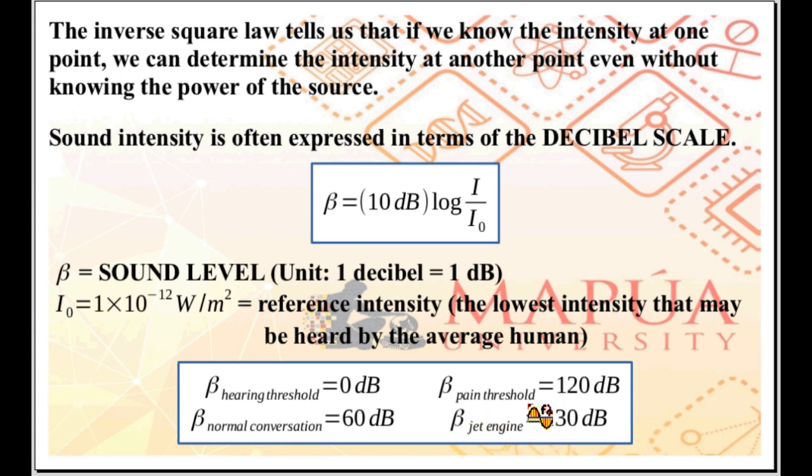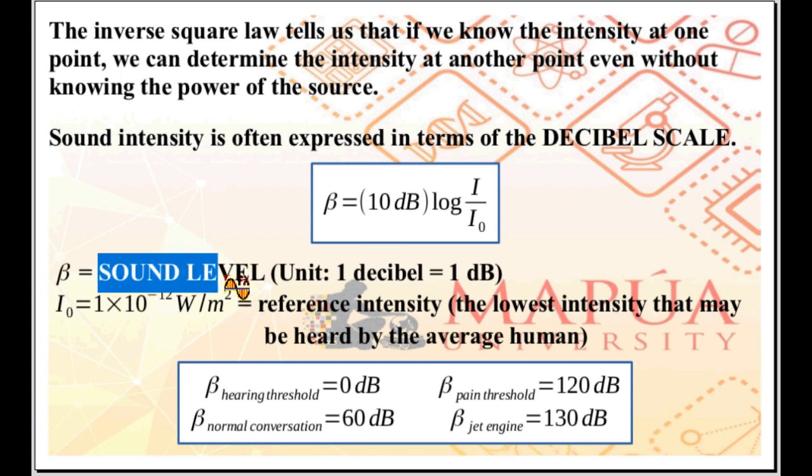We can consider the pain threshold to be the highest sound level that may be heard by the average human. Sound with a sound level greater than 120 decibels may still be heard, but the human ear will already suffer some damage because the sound is too strong or too loud. For instance, for a jet engine, the sound level is 130 decibels. This sound may still be heard by the average human, but the person will suffer hearing damage if exposed to this sound for longer than a certain period of time. That's because 130 decibels is greater than the pain threshold.